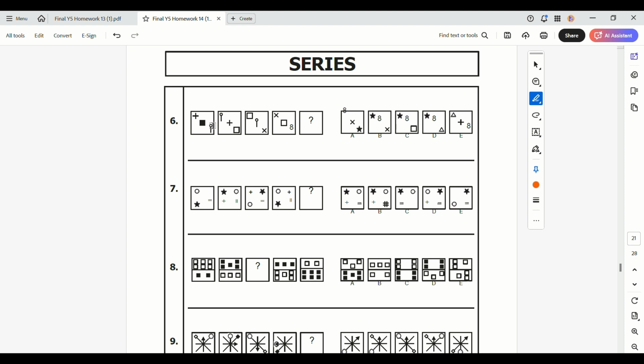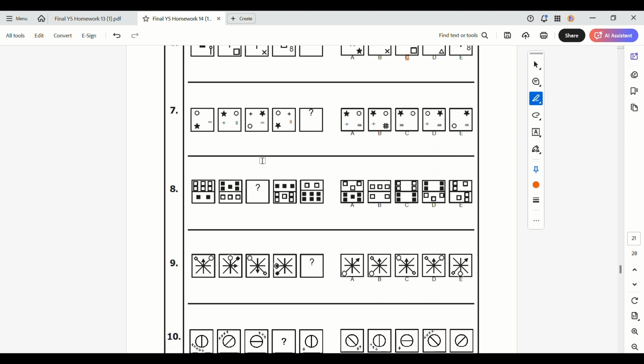If we look at the square, it goes to the bottom right, then back to the top left, then middle, then bottom right. Okay, has to be option C. It's the only one that has a square that's in the bottom right. Next question.